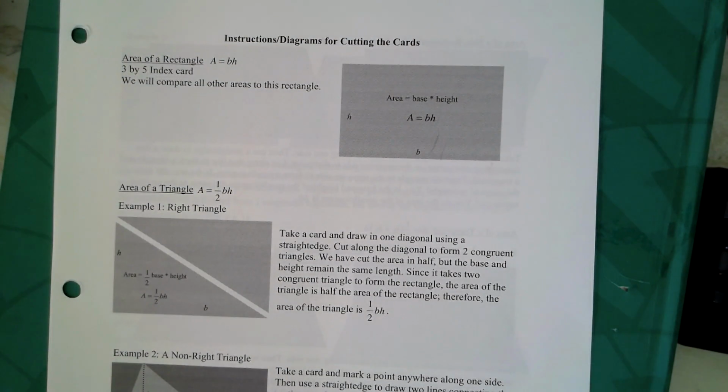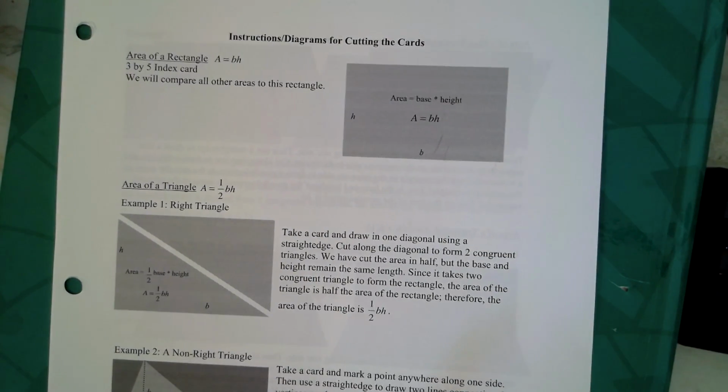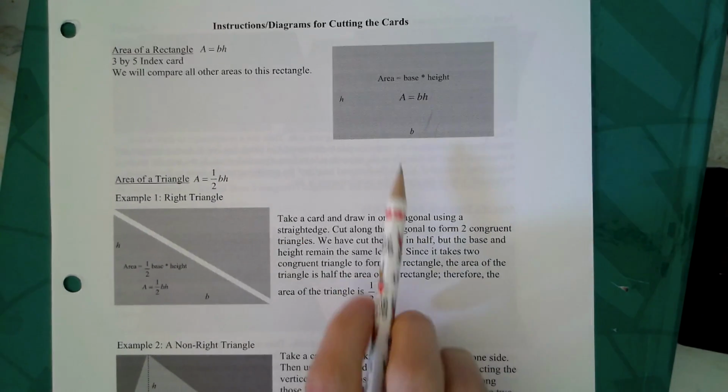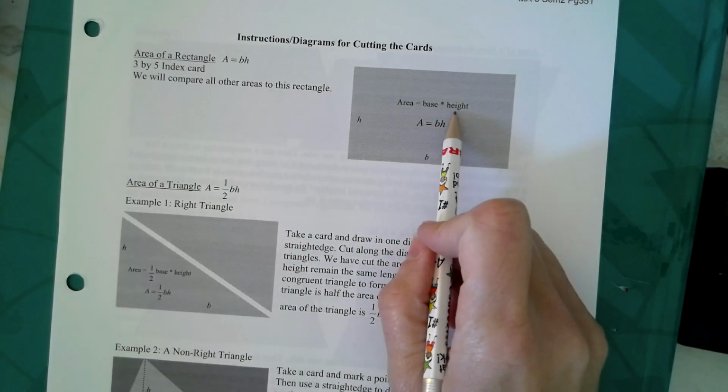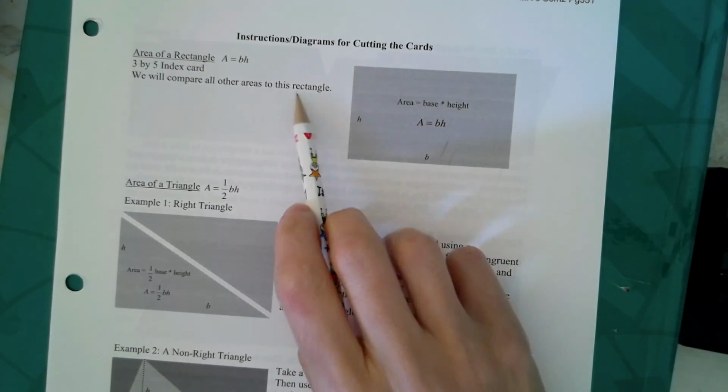This is going to be the next page, and I'm going to be going over each one with you and then showing you a student example. The first one says area of a rectangle. Area equals BH, that's your formula. And then area of the base times the height. And we'll compare other areas to this rectangle.